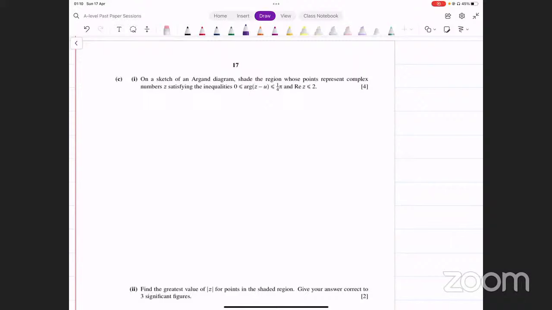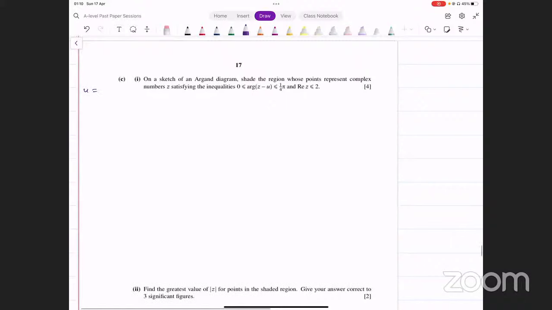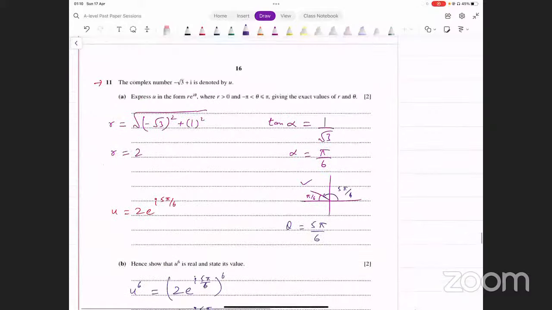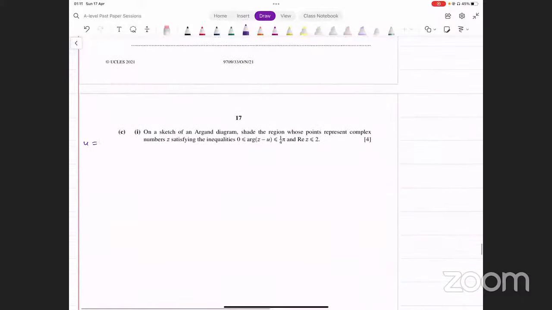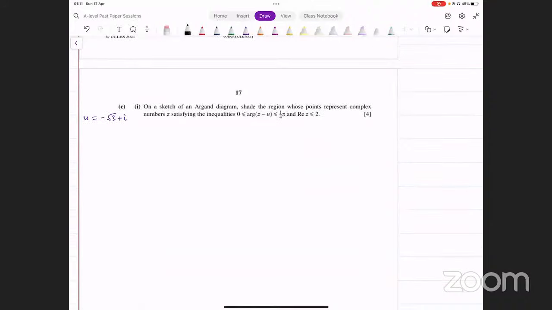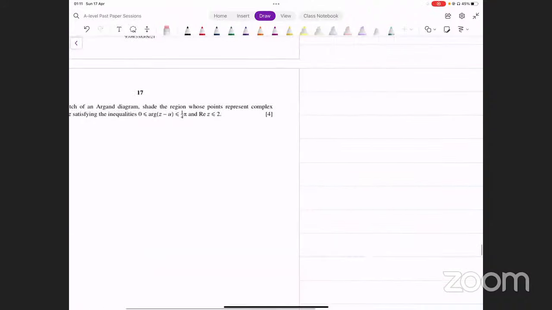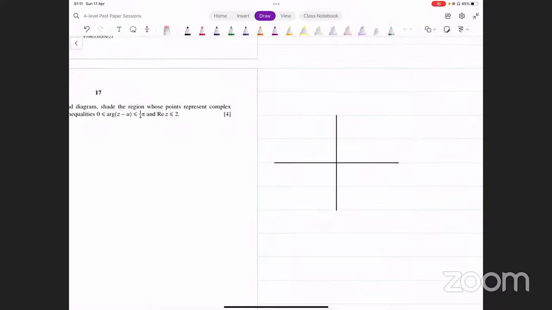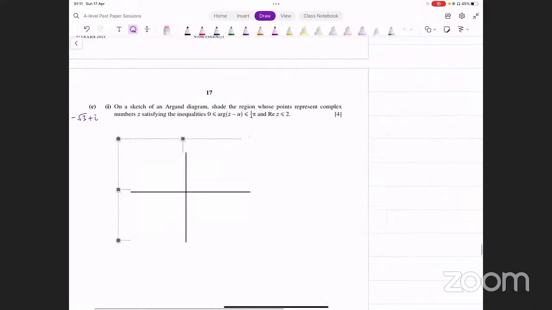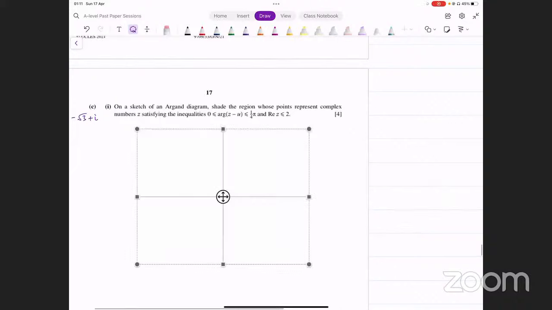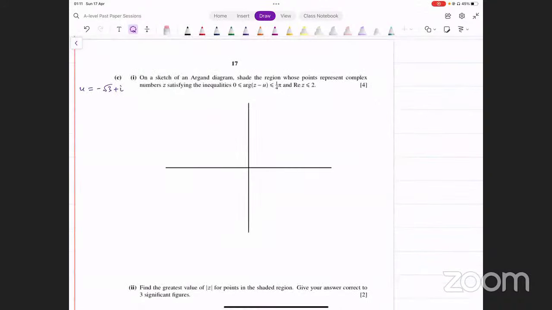u पहले लिख लें. u क्या चीज है? हमने u पर कहीं पे लिखा हुआ था. u was given to be minus square root of 3 plus iota. That is u. Minus square root of 3 plus iota. Now let's draw the Argand diagram. It's going to look like this. This is the Argand diagram that we have. We have the imaginary part here, and we have the real part here.